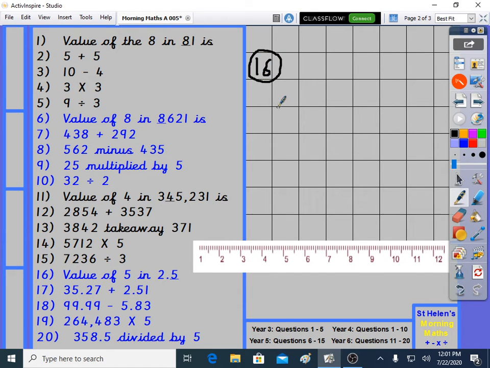The more you practice, really the more you listen to it being modelled to you, which means it being shown to you how to do it, the better you will understand. We're on question 16 now. Value of the 5 in 2.5.